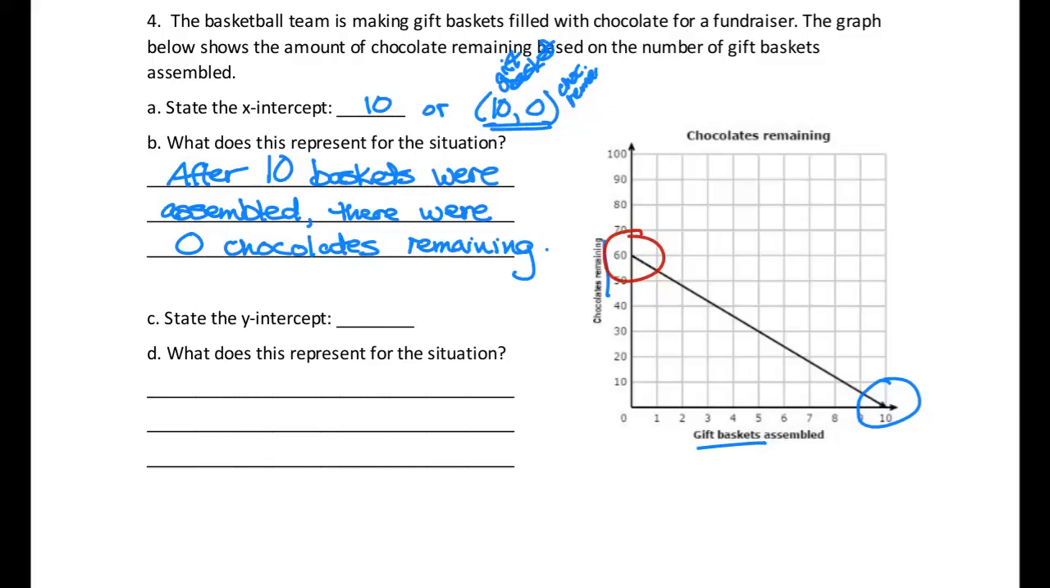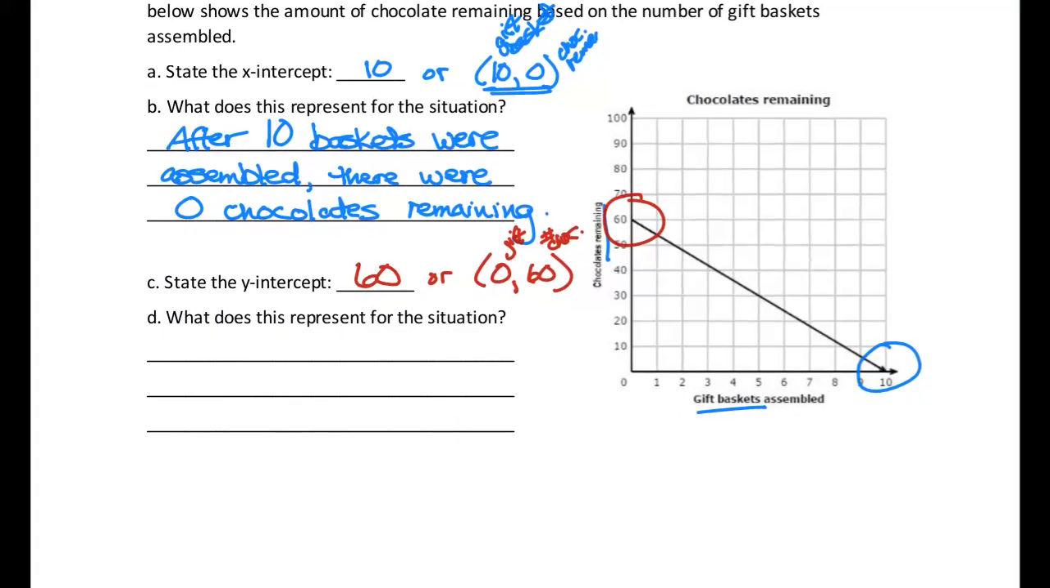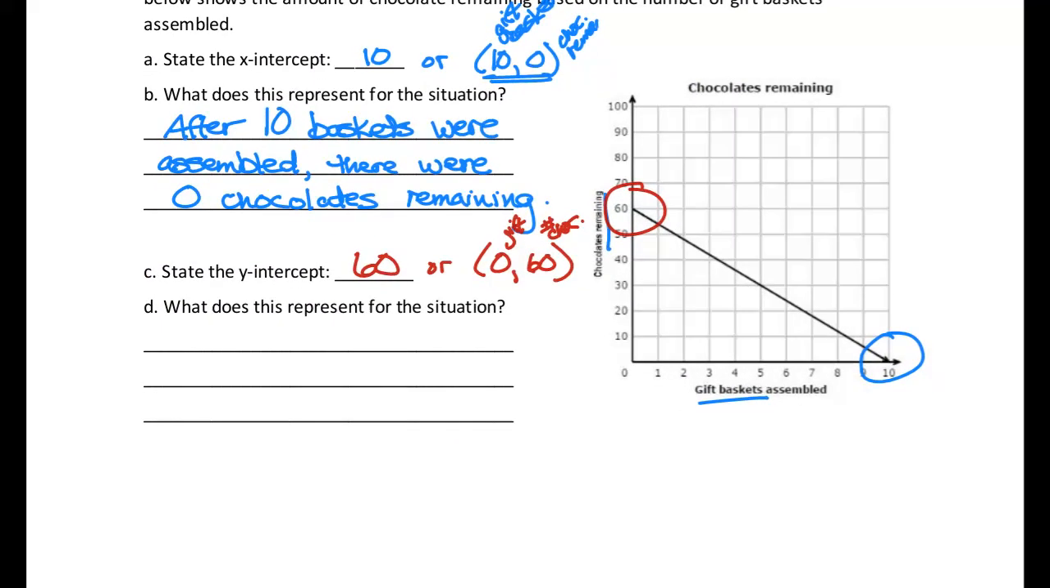60. So remember, when you're talking about intercepts, you don't need to include the 0. However, because that is my y-intercept, I can write it as an ordered pair. And again, by putting the label here, so it's 0 for my x, which is the number of gift baskets, and 60 would be the number of chocolates. So what would be a good way to explain to someone exactly what's happening at that y-intercept of 60?